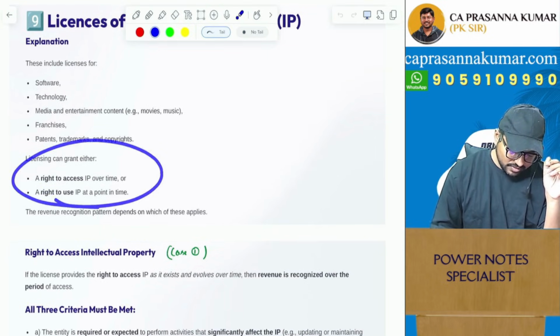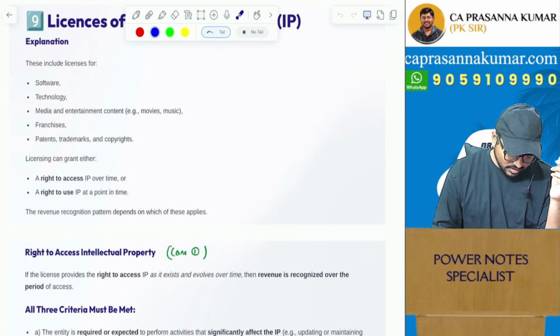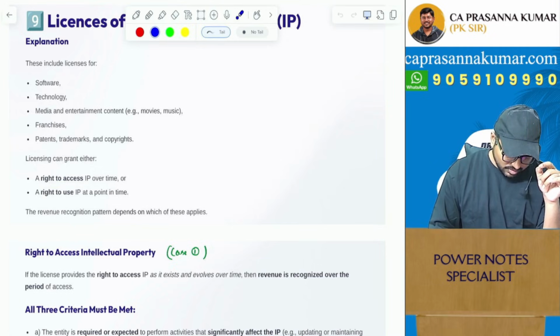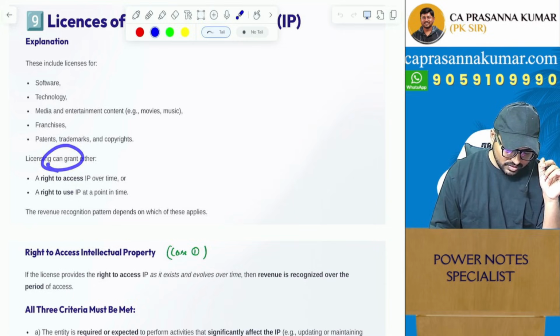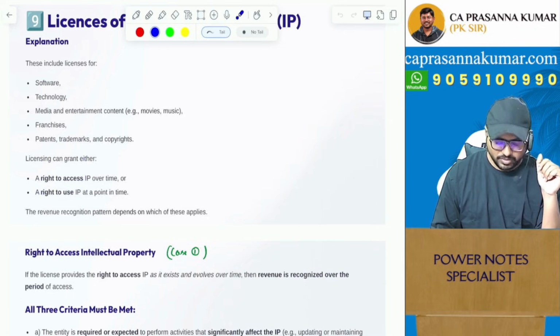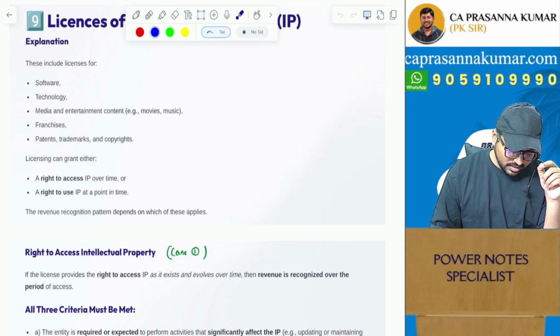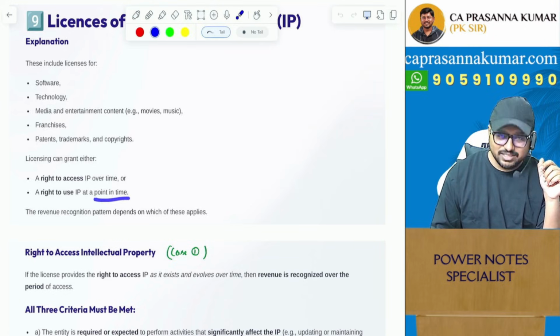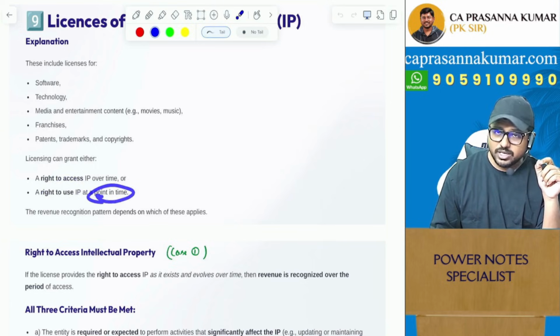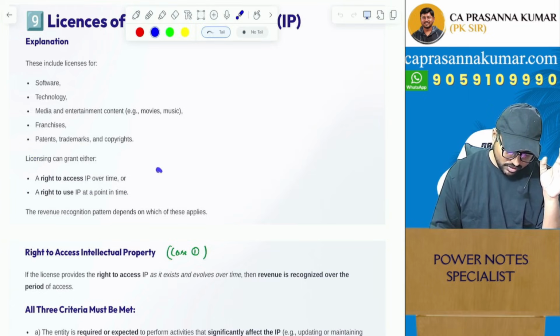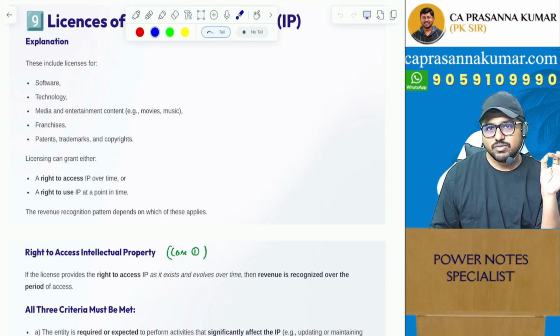Now, the only thing that you have to understand from an accounting point of view is the license can be of two types, either right to access or right to use. When it comes to right to access intellectual property, I have written here over time. Right to use intellectual property, I have written here point in time. I was indirectly talking about revenue recognition. So when the license is in the form of right to access, you will recognize revenue over time. When the license is a right to use, then your revenue has to be recognized at a point in time. This is the final answer actually, but you will not understand anything right now. So what we are going to do is go through examples.